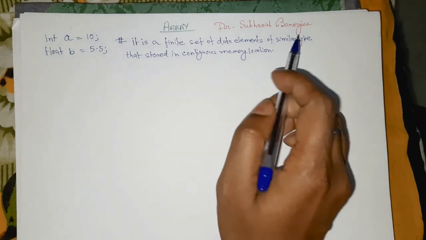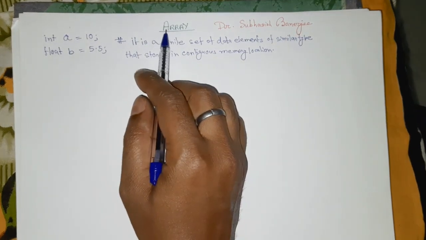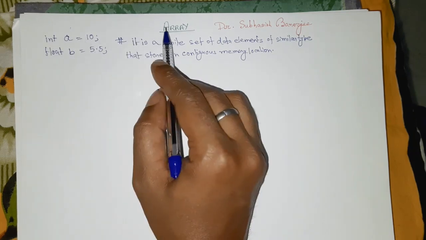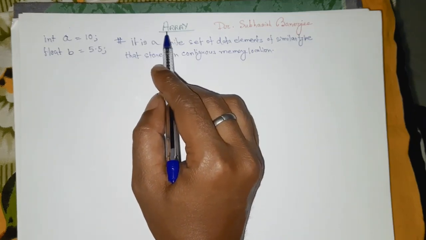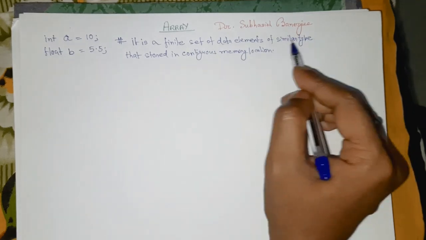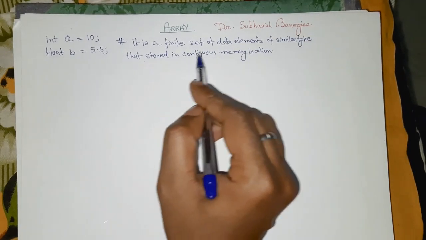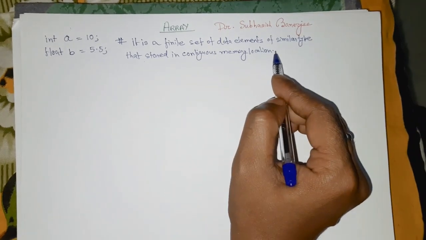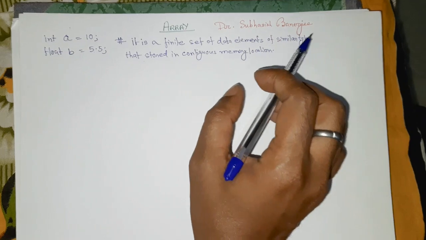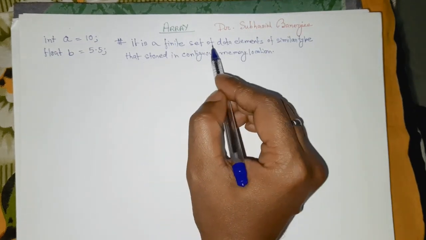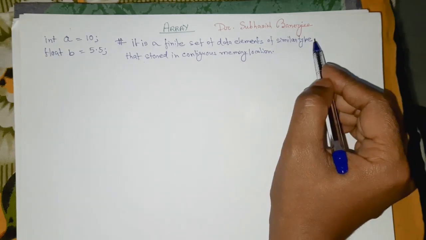So what is actually the array? Instead of holding a single value against a variable, an array provides a variable which is capable of storing a finite set of data elements. Definitely they should be of similar type, and stored in contiguous memory locations. The significance of contiguous memory locations I'll discuss later. But so far, the array is capable of storing a finite set of data elements, which will be of similar type.